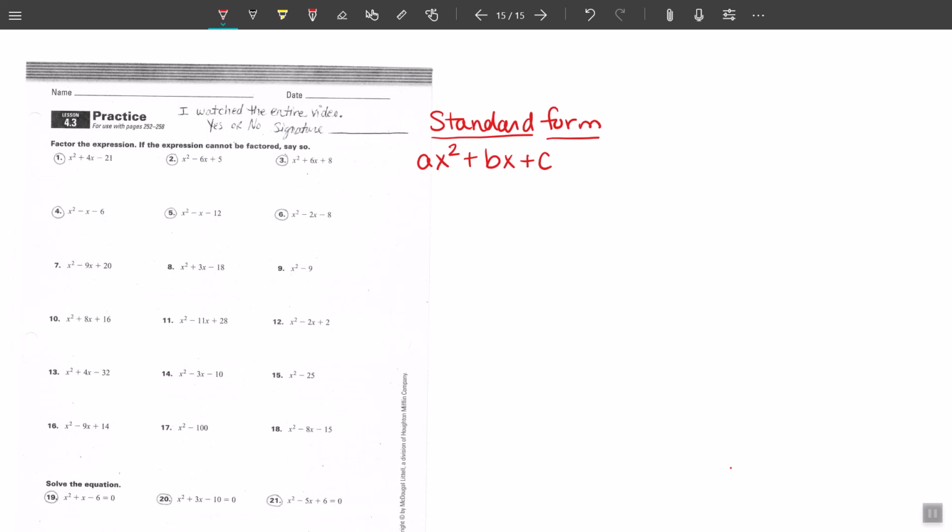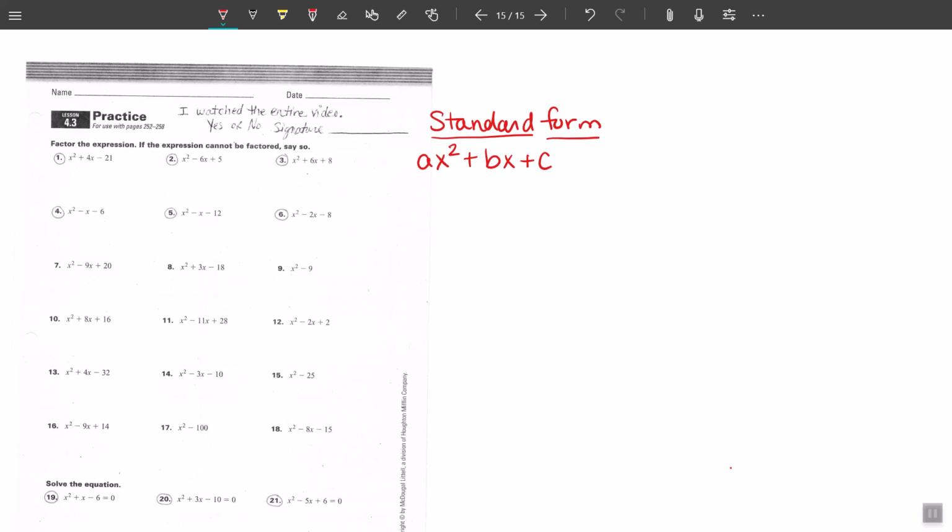In this lesson, we're going to review factoring, specifically when our lead coefficient is 1. When you have your expression in standard form, which all of them on this page are, that means you've got ax squared plus bx plus c. The coefficient on the x squared should be your lead coefficient, and if that number is 1, then we factor it a specific way.